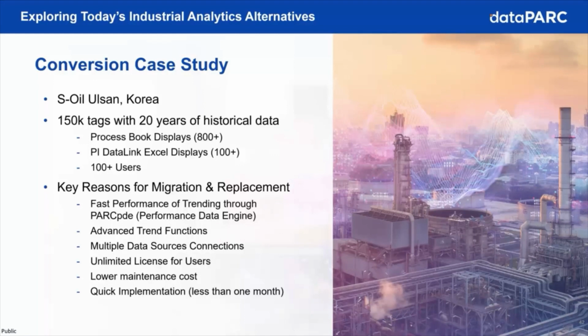After going through the process of comparing DataPark to other options, they decided to go with us for a couple of reasons. Some of them are our trending, so specifically the fast performance of the trending using the performance data engine that I mentioned earlier. So being able to quickly switch between the aggregates or the archive and then the raw data. Advanced trend functionalities like FFT that you saw earlier, things that are able to take your trend data even further.